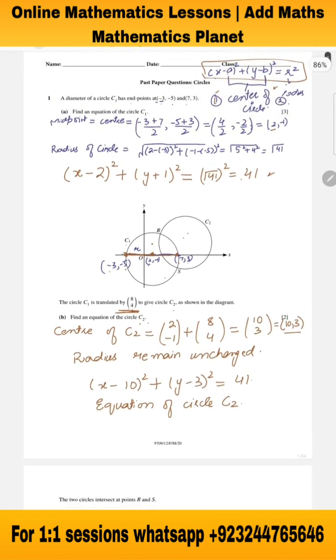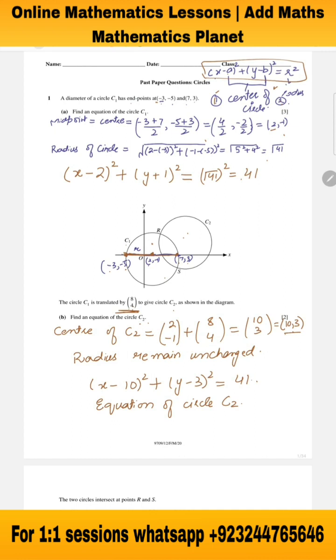So I hope everything is clear in question number 1. We have given two endpoints of circle C1. We need to find the equation of the circle. To find the equation of the circle, we need two things: center of the circle and radius of the circle. To find center of the circle, we find the midpoint of the 2 points, which is the center of the circle. Then we use the distance formula to calculate the radius of the circle, and we get the equation of the circle for C1. For finding the equation of the circle for C2, because C2 is translated by (8, 4), we get the new center of the circle, and then we put the center of the circle in the equation, and we get the new equation for the circle C2.